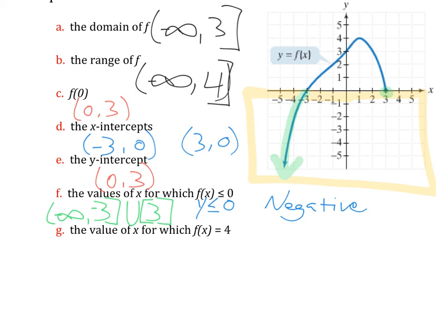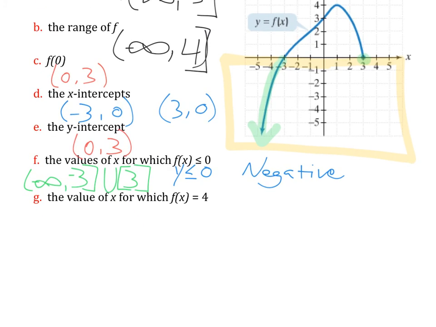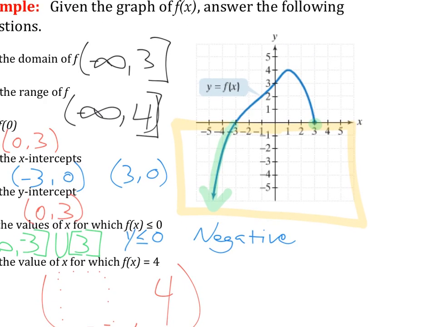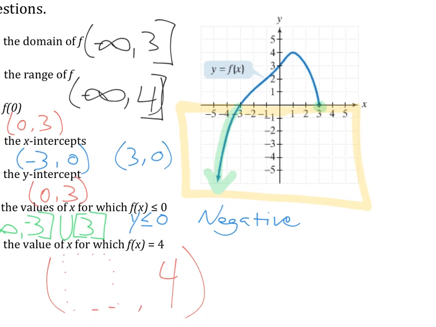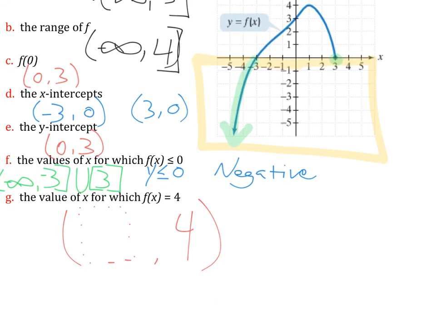And lastly, the value for which f of x is 4. So we don't know the x value. We're trying to figure out what x value will give me a y value of 4. If I look at my graph, my y value of 4 happens when x is 1. So the x value that would produce that would be 1.